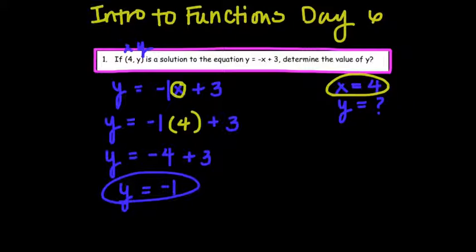I could also write this back as a point like I started with. When the x was 4, the y is negative 1. So this would be the solution here. For number 2, we're going to do the same thing. It says if (x, 10) is a solution to the equation y equals 3x minus 2, determine the value of x. So this time our equation is y equals 3x minus 2.